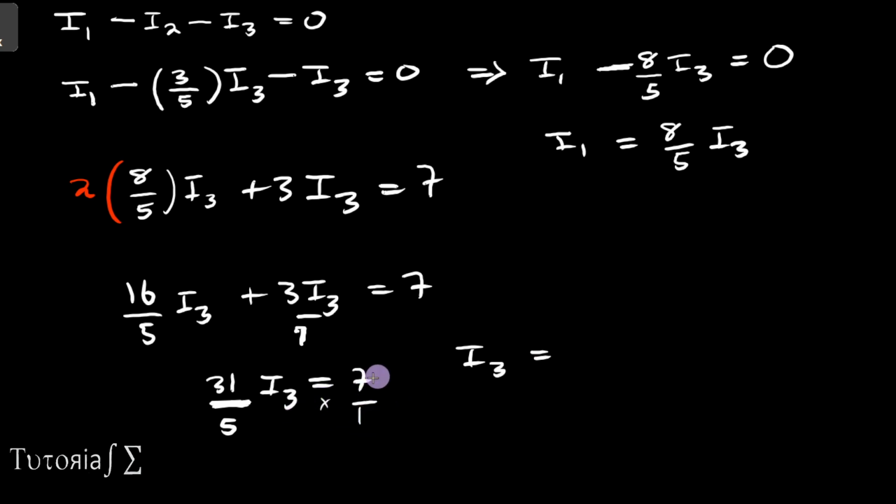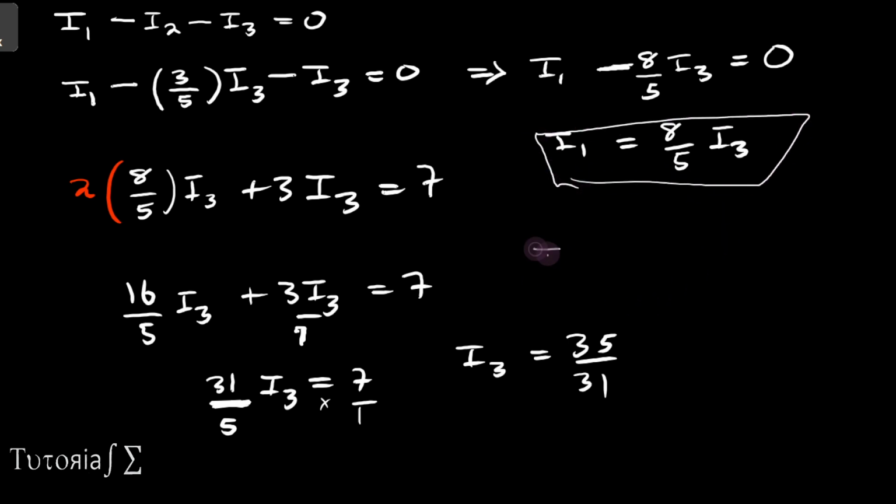Then we can finally say I3 is equal to, by cross multiplication, 5 times 7, which will give us 35. So it will be 35 over 31, which gives about 1.1. So that will be our I3. Now we can use this equation to find our I1. So I1 is equal to 8 over 5 I3, which is 35 over 31.